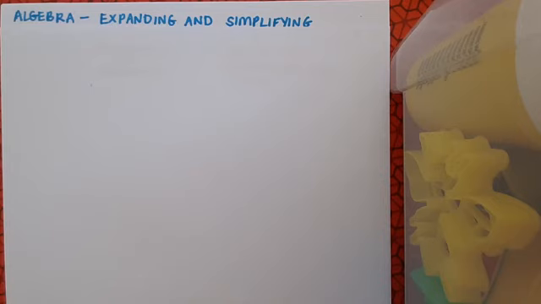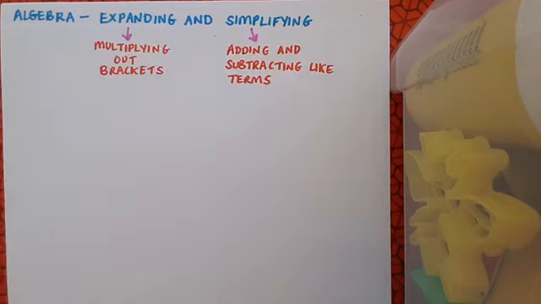This is an algebra video about expanding and simplifying. When we say expanding, we mean multiplying out brackets. And when we say simplifying, we generally mean adding and subtracting like terms. Although just bear in mind that sometimes simplifying can cover the whole lot of this.